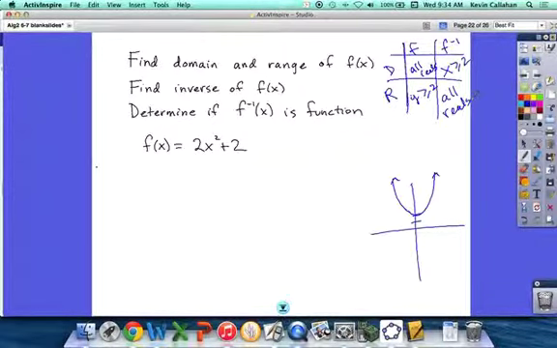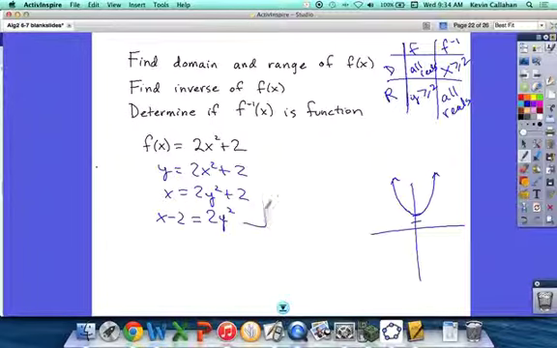Okay, so now let's find the inverse. Y equals 2x squared plus 2. X equals 2y squared plus 2. X minus 2 equals 2y squared. Okay, divide by 2. Y squared equals x minus 2 divided by 2.